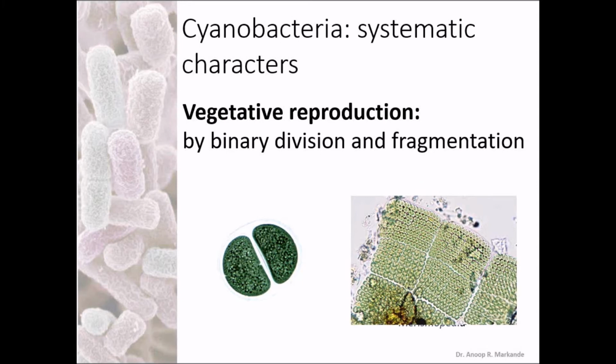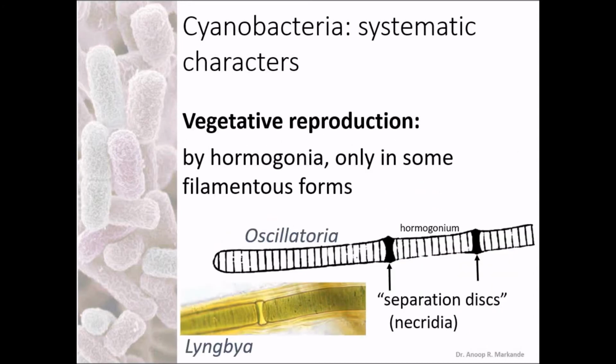As can be seen in this image, the vegetative reproduction is by binary fission and fragmentation. Sometimes hormogonia, which are only in some filamentous forms, are important vegetative reproductive organs. They separate the filamentous organism into 2 or 3 different individuals that grow separately due to these separation discs.